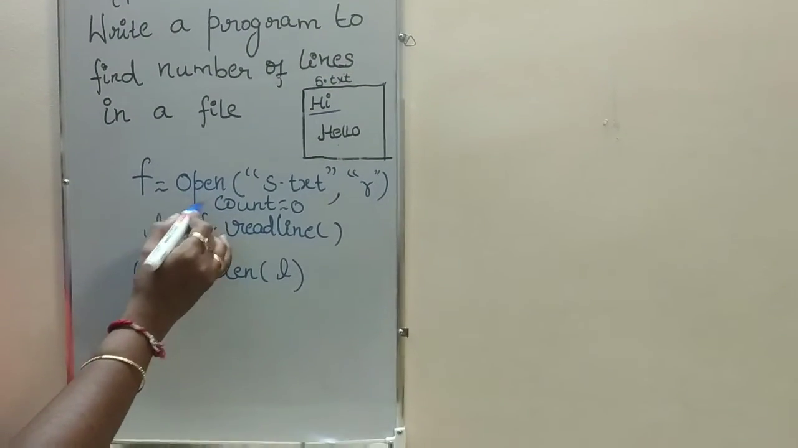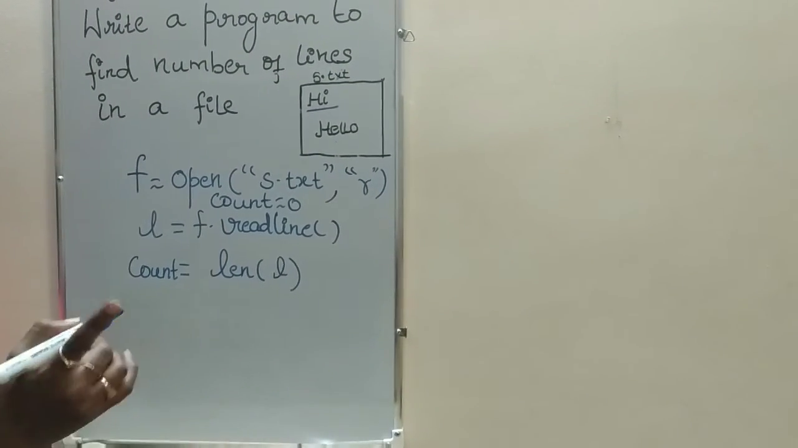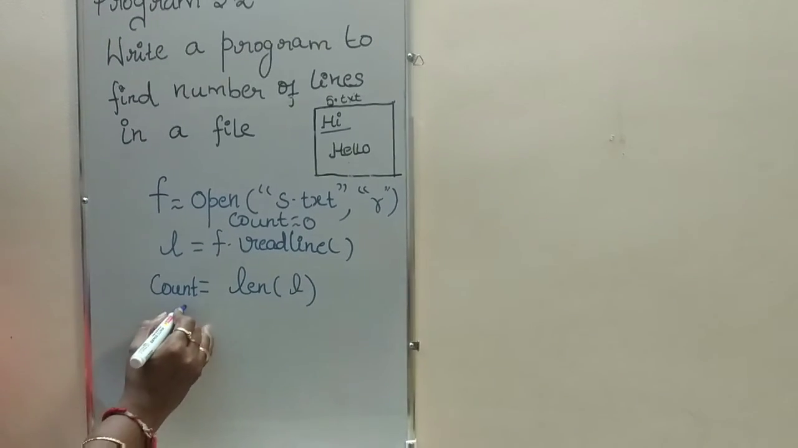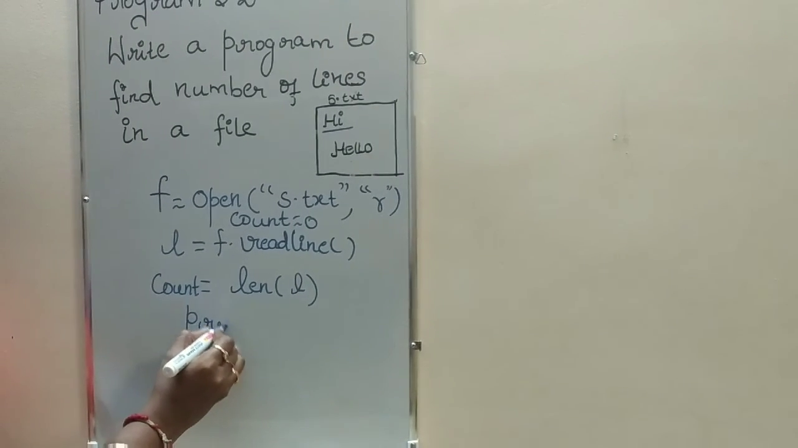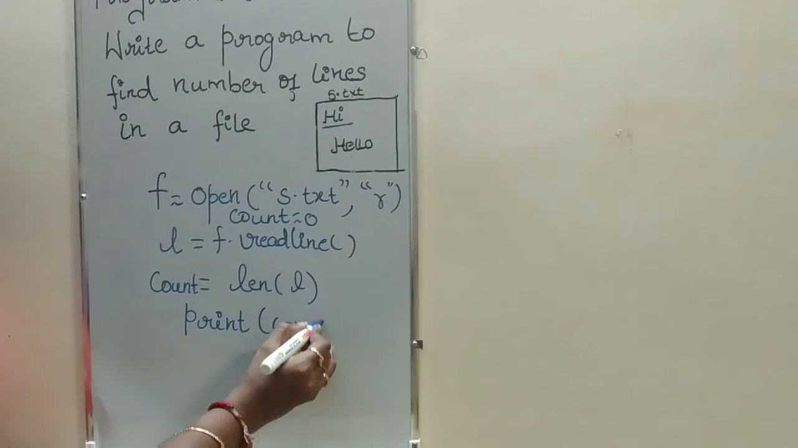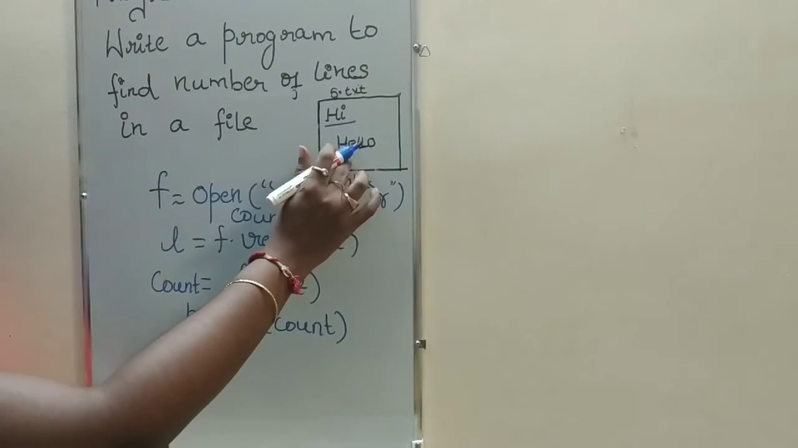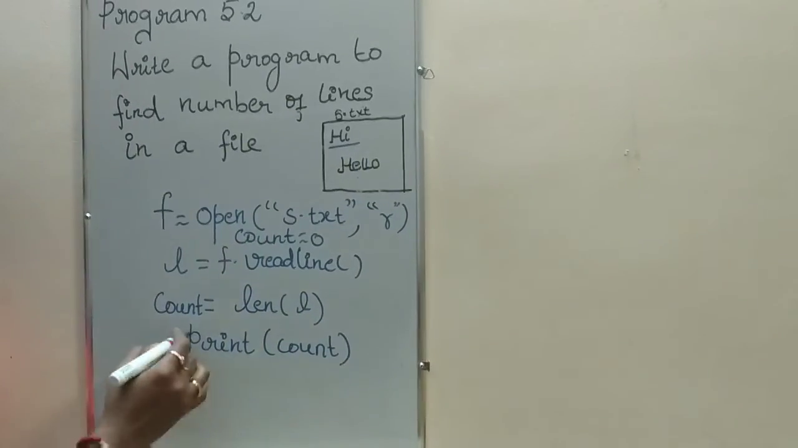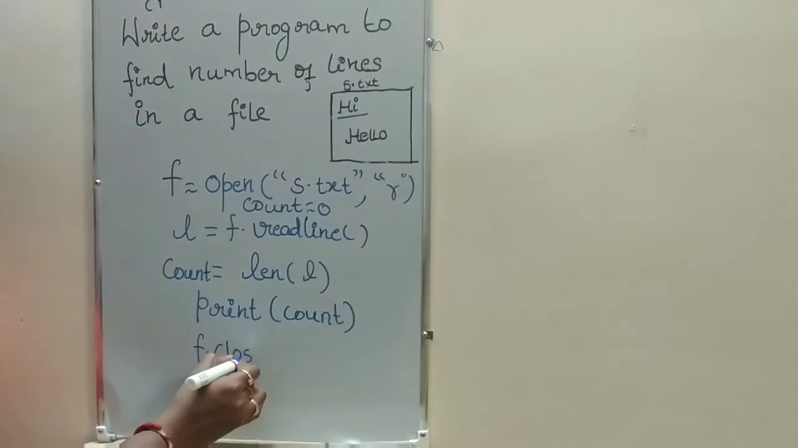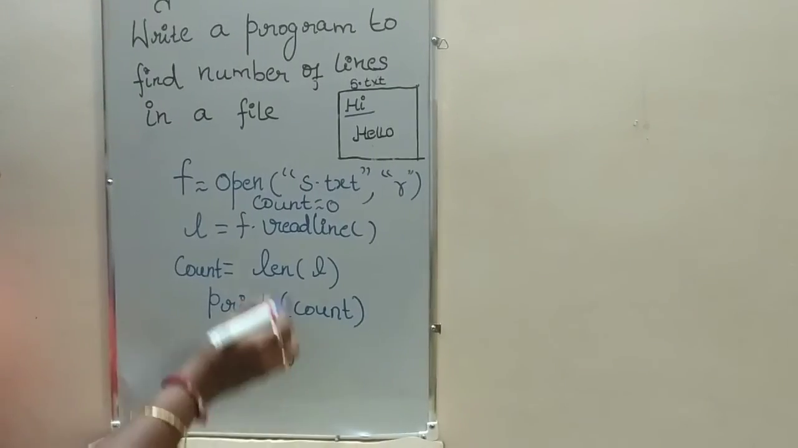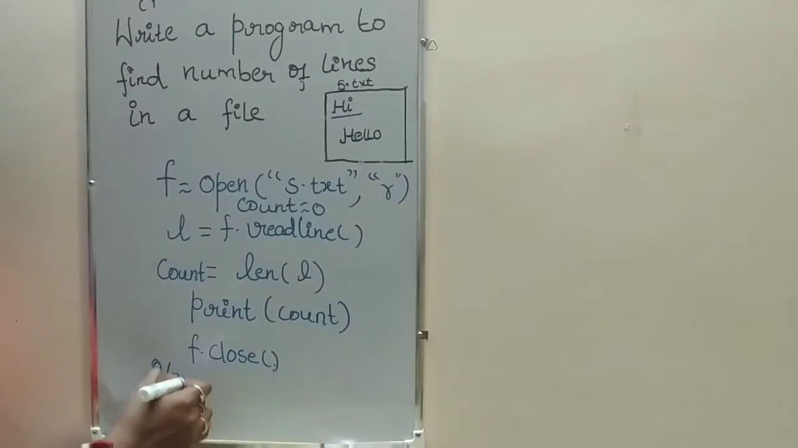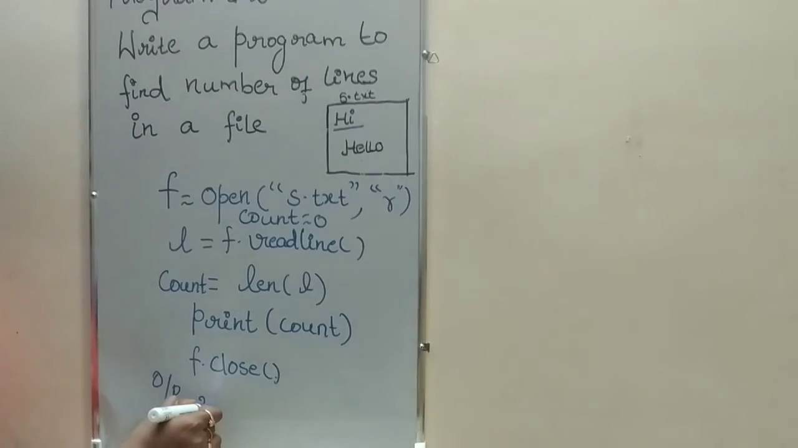Next, here we are using the open method, so you need to close that file. Before that you have to print this count. Print count will display the number of lines present inside this file. And then using the close method, you can close that file. The output for this file is, totally we have 2 lines. It will produce the output as 2.